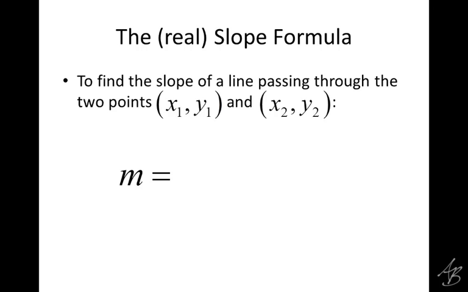All right, now what we're going to be doing is finding the slope of a line without the picture. We're just going to give you the coordinates of 2 points. Now, I don't know what the 2 points are, so this is what we would call a general formula. So this formula will work for any 2 points.